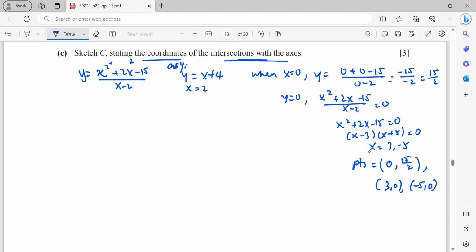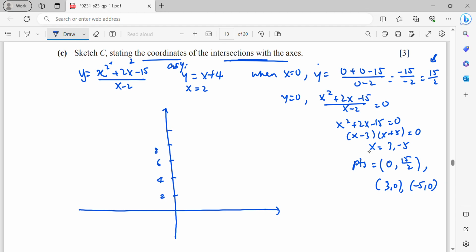Now with all this, I need to sketch a graph. And remember that there are no stationary points. Alright, so then I sketch. My y needs to be considered up to 15 over 2. 15 over 2 is 7.5. So my scale will be 2 units for 1 centimeter. So 2, 4, 6, 8. Maybe this is 10. And then here is going to be the same scale.